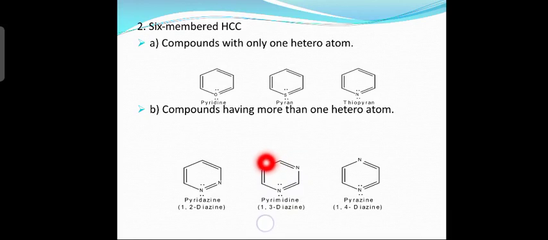All right. Then compounds having more than one heteroatom. In this compound, 2 nitrogen atoms will be present, 1,2-diazine. Pyridine means 1 nitrogen atom; here this should have been a nitrogen atom. Pyrimidine means 2 nitrogen atoms in the 1,3 positions. Pyrazine means the 1,4 positions.